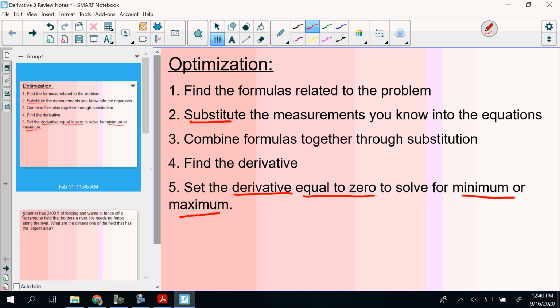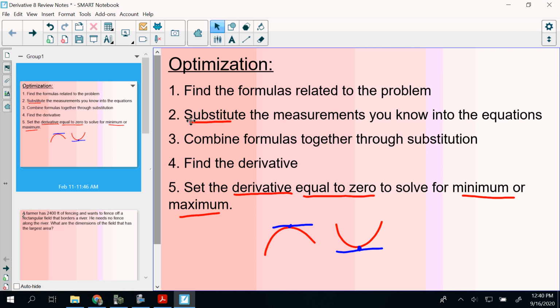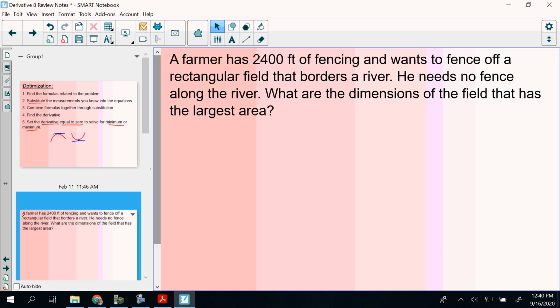As we've seen previous to this, functions are going to have a max or min where that derivative is 0, where any point of maximum or minimum is going to have a horizontal tangent line, which has a derivative of 0. Let's look at an example.